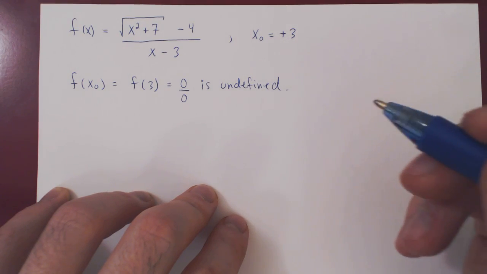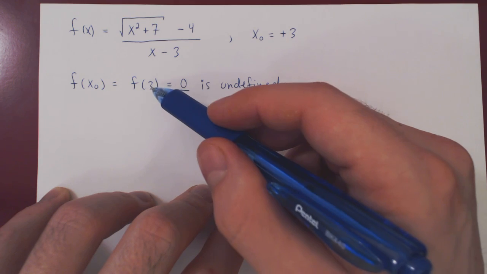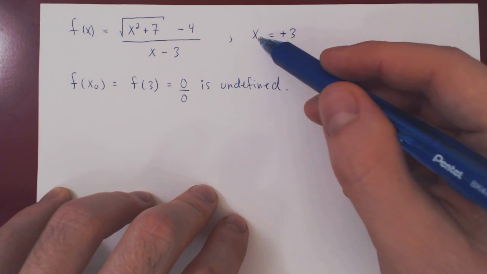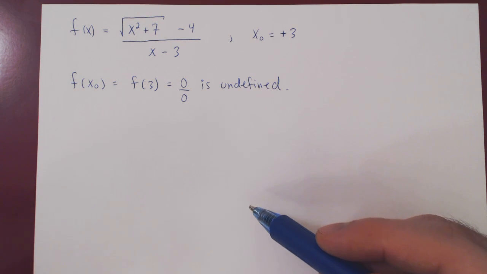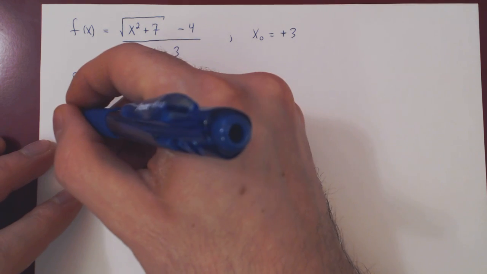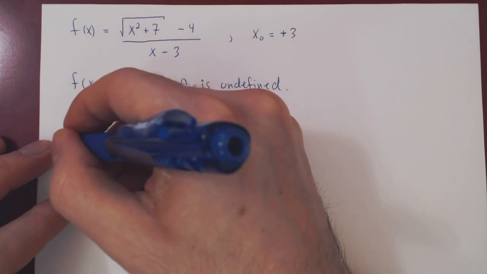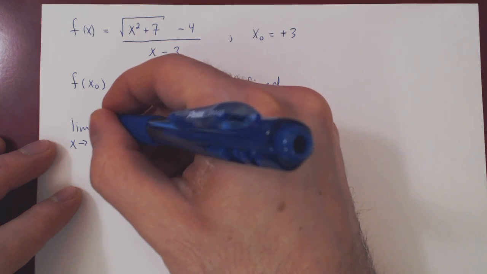Well, so we already know that because the function does not exist at this point, x0 equals 3 is a point of discontinuity. Well, let's see if it is indeed what I claim to be a removable discontinuity. Let's consider our limit as x approaches 3.